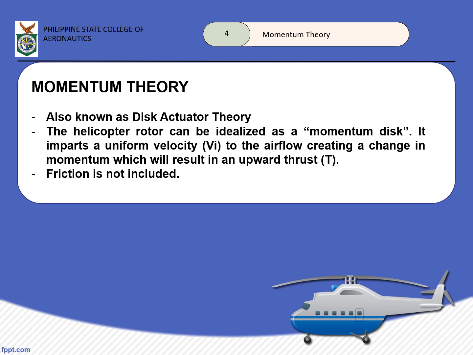So we reached the momentum theory na. I gave naman the assumptions of momentum theory during our prelim, but just a recall again. Momentum theory is also known as the disk actuator theory. The helicopter rotor can be idealized as a momentum disk. It imparts a uniform velocity, which is denoted by VI, to the airflow, creating a change in momentum, which will result in an upward thrust. Of course, friction is not included.